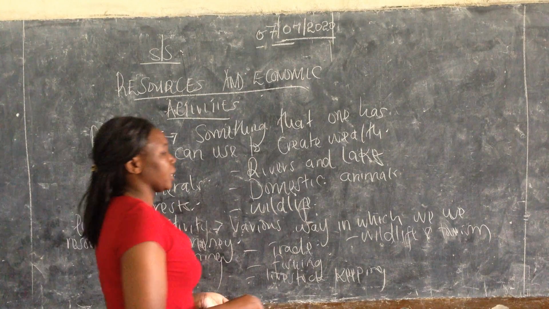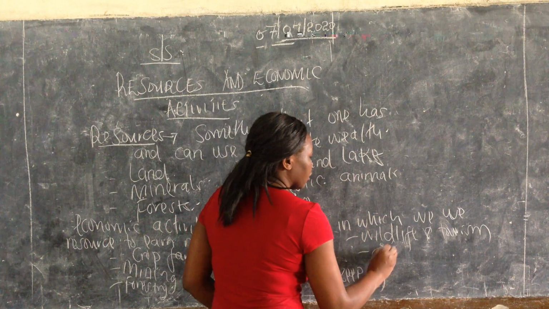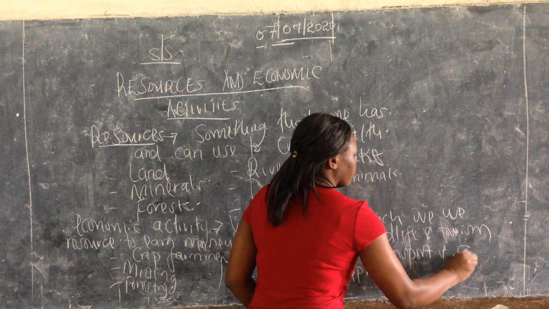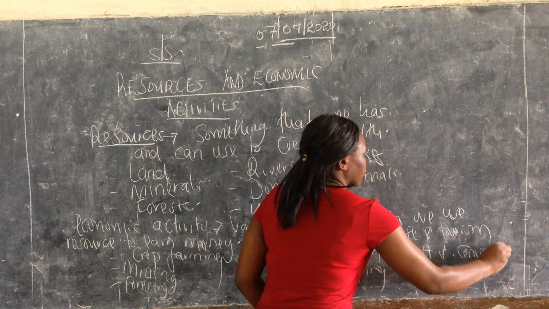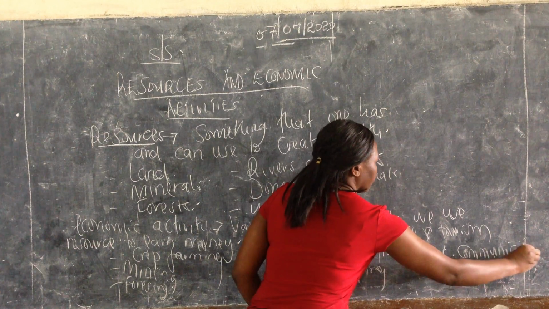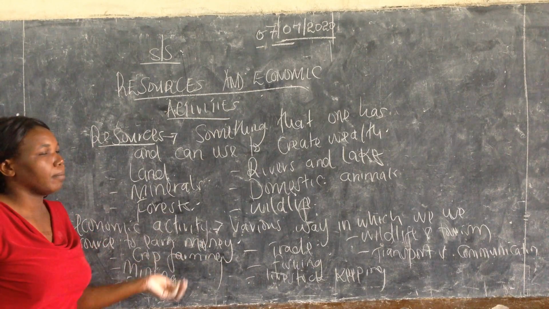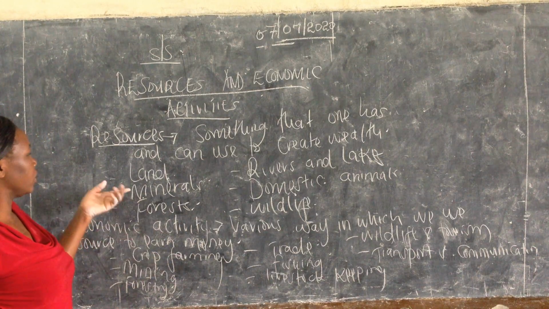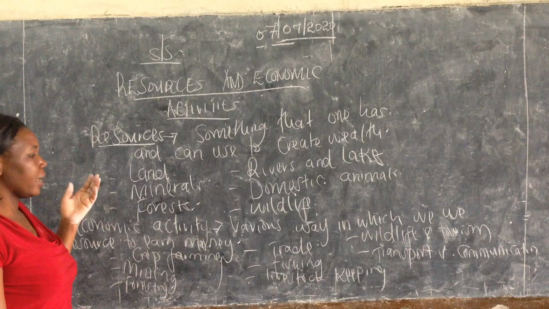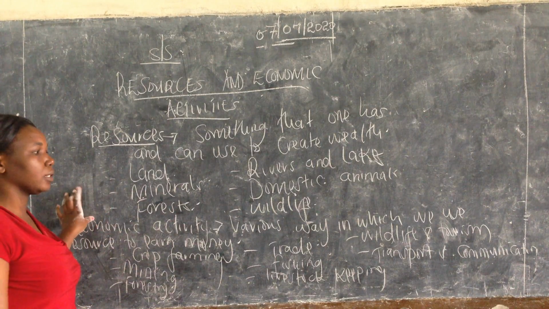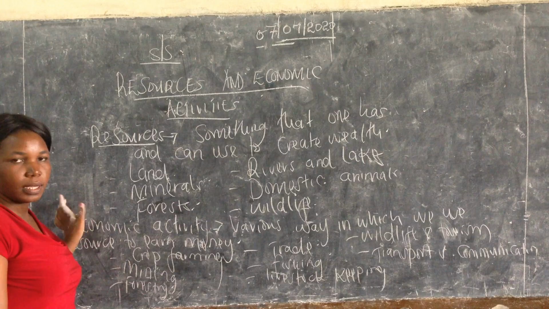Then we have transport and communication. This is also another way where we can get money. We get the land, build roads on the land, then buy vehicles and put them on the roads, then we use the transport to earn money.